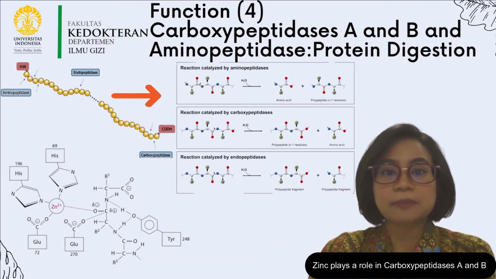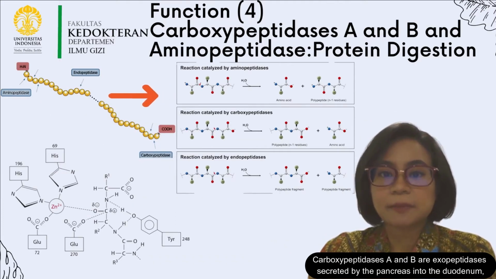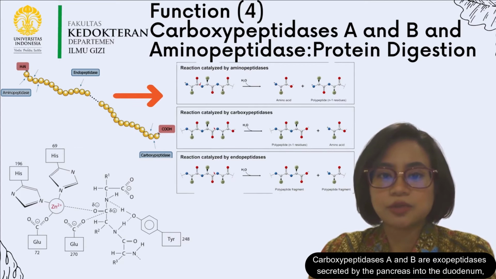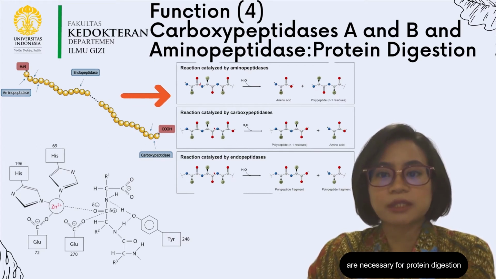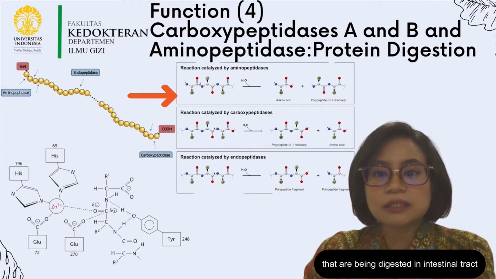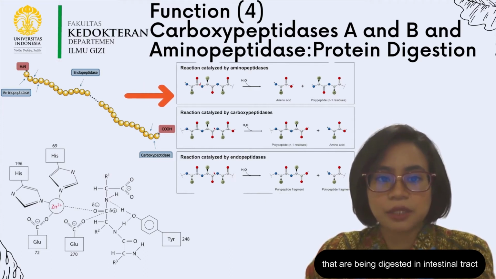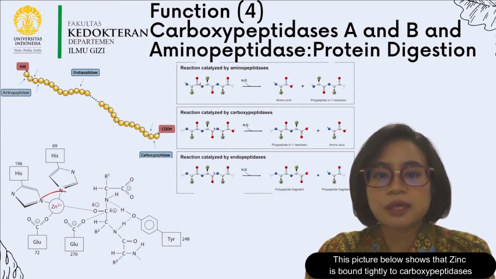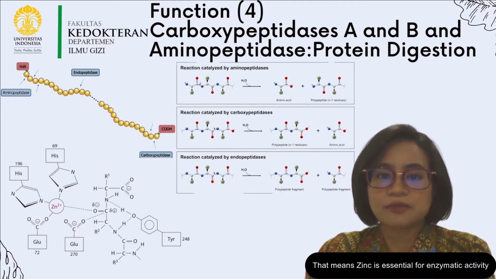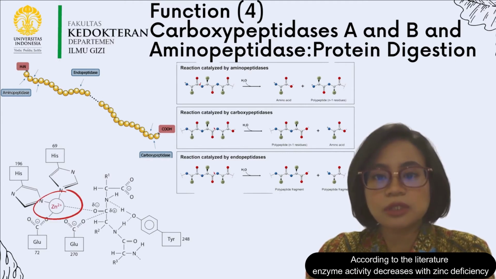Zinc plays a role in carboxypeptidases A and B. Carboxypeptidases A and B are exopeptidases secreted by the pancreas into the duodenum and are necessary for protein digestion. The enzymes cleave amino acids from the carboxyl terminal end of proteins or polypeptides that are being digested in the intestinal tract. This picture below shows that zinc is bound tightly to carboxypeptidases. That means zinc is essential for enzymatic activity. According to the literature, enzyme activity decreases with zinc deficiency.